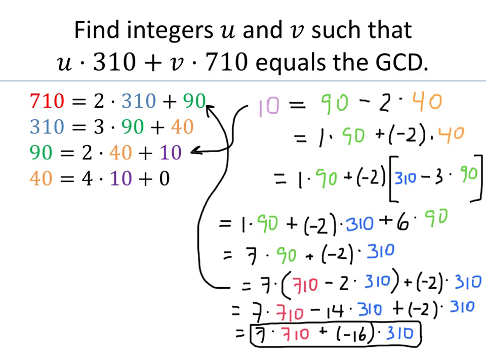So this process is called back substitution. And notice that at each stage we were substituting using one of the equations that we had from our division algorithm. At the very beginning, we had our expression for our GCD in terms of 90s and 40s. And then we substituted for the 40, and then we had an expression in terms of 90s and 310s. And then we substituted for the 90, and then we finally had what we wanted, an expression in terms of 7 tens and 3 tens.